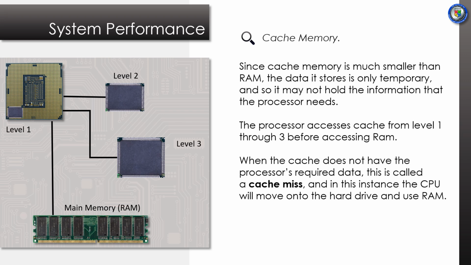Since cache memory is so much smaller than RAM, the data it stores is only temporary, and as such, it may not hold the information that the processor needs. The processor accesses cache from level 1 through 3 before accessing RAM. When the cache does not have the processor's required data, this is called a cache miss. And in this instance, the CPU will move on to RAM and the hard drive.